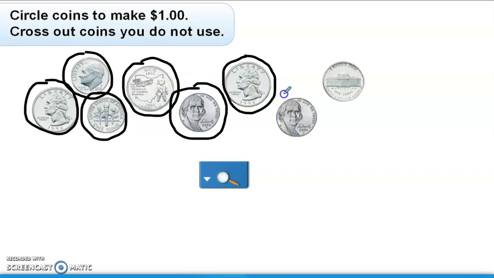And then I'm going to cross out the other 2 because I am not going to use these. Okay, and so now all the ones that I've circled should make up $1. 25, 50, 75, 85, 95, $1. So just like 100 pennies, 3 quarters, 2 dimes, and a nickel also are equivalent to $1.